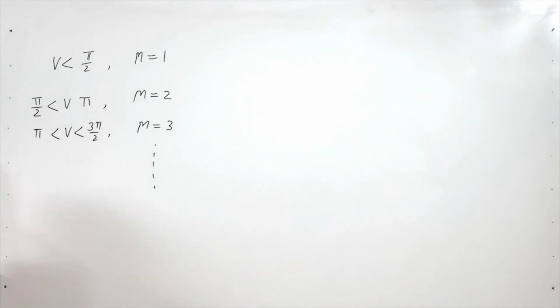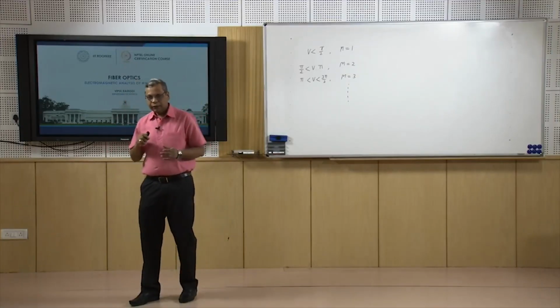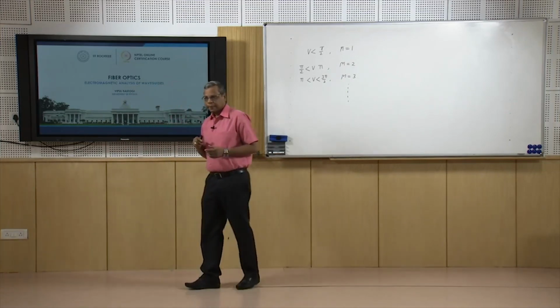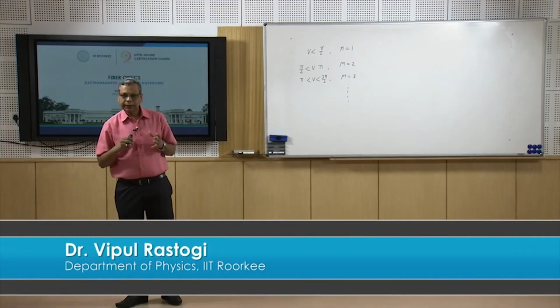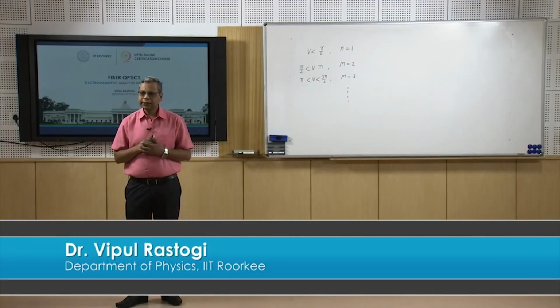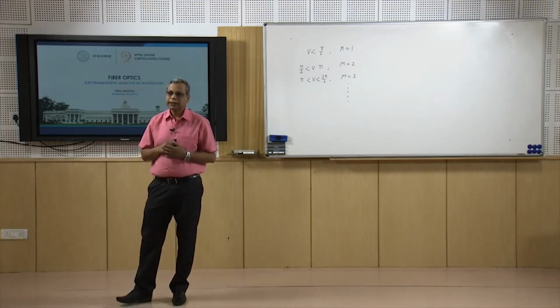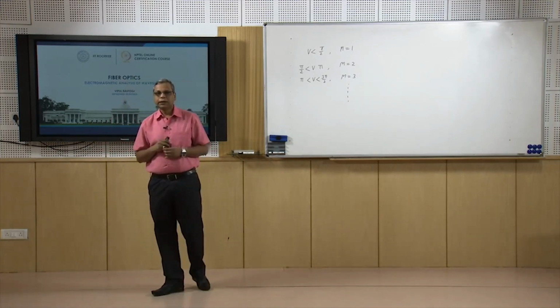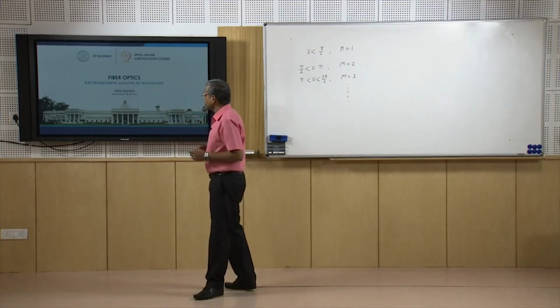If I keep on increasing the value of V, then the number of modes would increase, but what I also see is that the propagation constants can be approximated by certain expression, and we can find out the propagation constants even without solving the transcendental equation for the first few modes. So, let us see how.